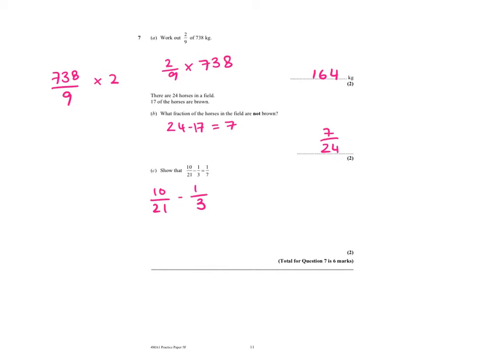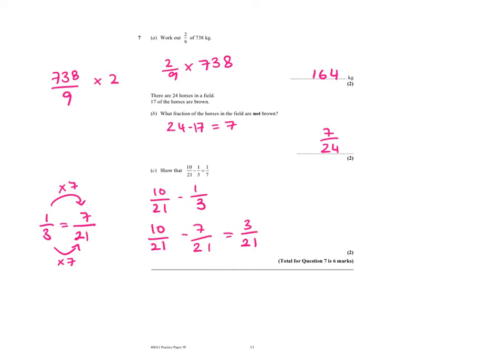So I can actually just convert a third and make it equivalent to over 21. So 3 times 7 is 21. Whatever I do to the denominator, I do to the numerator. So 1 times 7 is 7. So 10 over 21 minus 7 over 21 is 3 over 21.